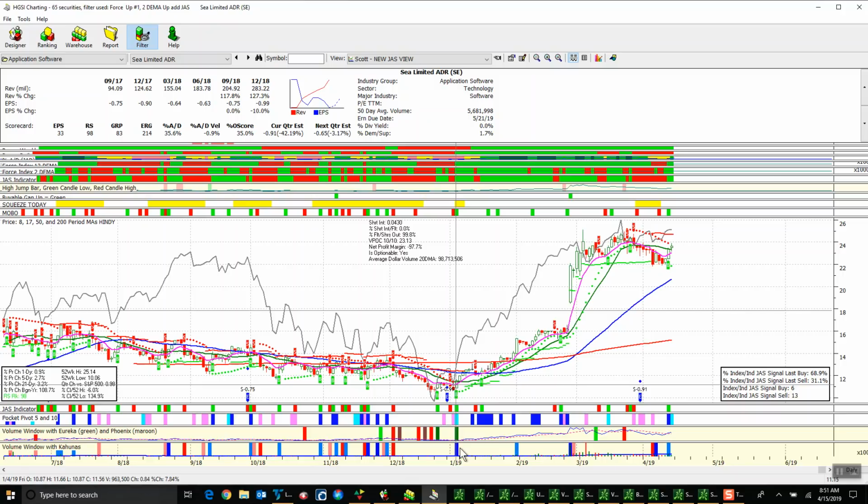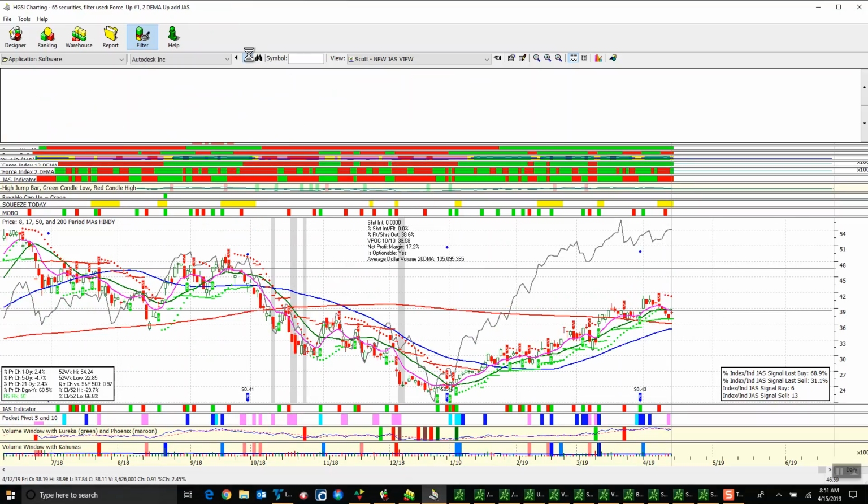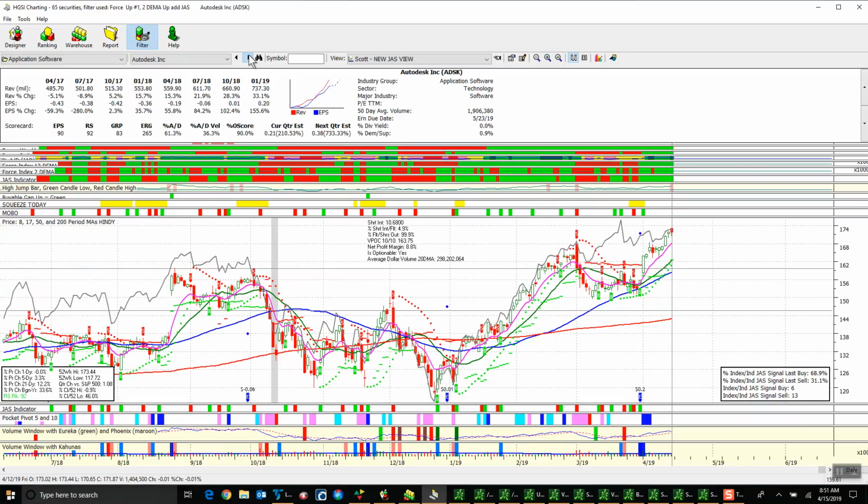I think this looks interesting here as well. PTC breaking out. Autodesk looks surprisingly interesting too. Sort of a cup and a handle and another handle, and looks like it's breaking out. So there's a lot that I like this week. We've gone through many of them right now.